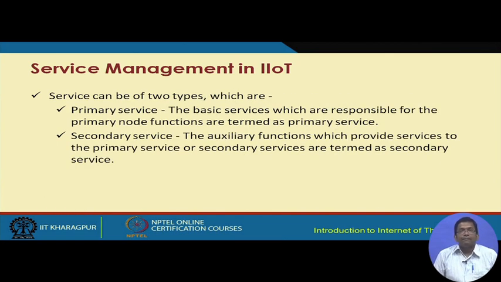I will talk about this very briefly. Services can be of two types: the primary service and the secondary service. Primary services are basic services which are responsible for the primary node functions, whereas secondary services are auxiliary services, auxiliary functions which provide services to the primary service or secondary services. So, primary services are basic, they are very important, you need those services, whereas secondary services are auxiliary services which may or may not be there.